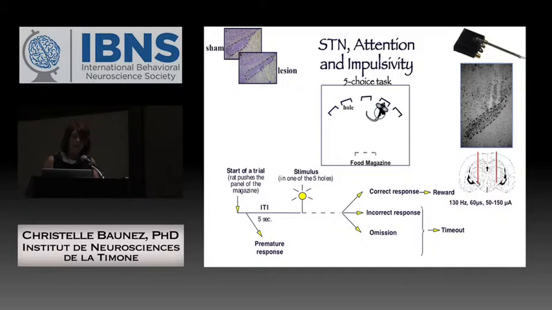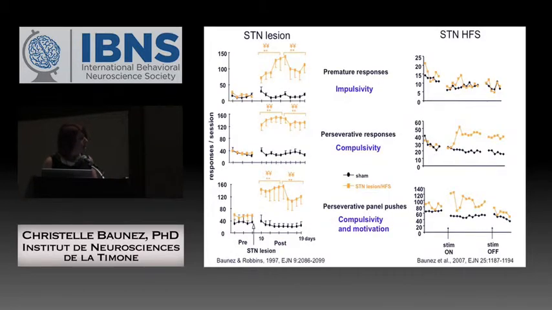So in the next slide, I'm going to show the effect of bilateral excitotoxic lesions of the subthalamic nucleus on the left-hand part of the slide, and the effect of bilateral high-frequency stimulation of the STN on the right-hand side. I didn't show the first part of the results showing accuracy of performance, omissions, correct latencies. So everything is impaired after STN lesions in that task.